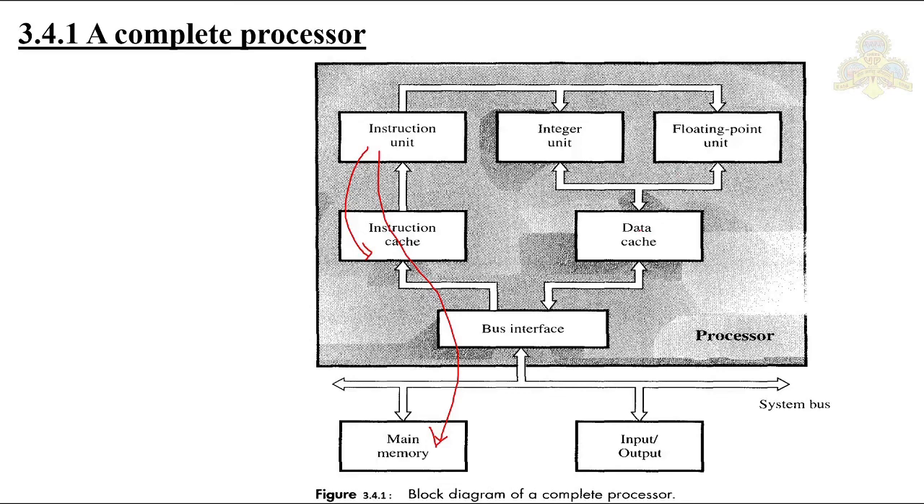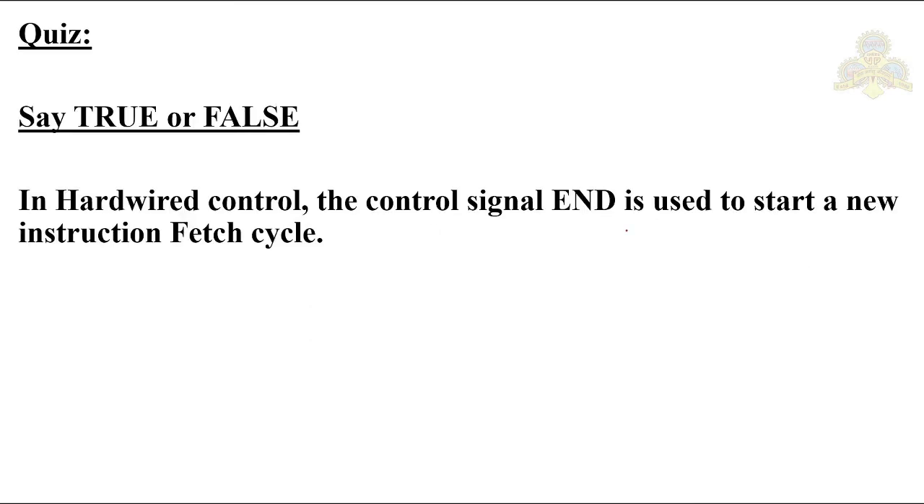Next we have a quiz. Say true or false: in hardwired control, the control signal end is used to start a new instruction fetch cycle. The time starts now.